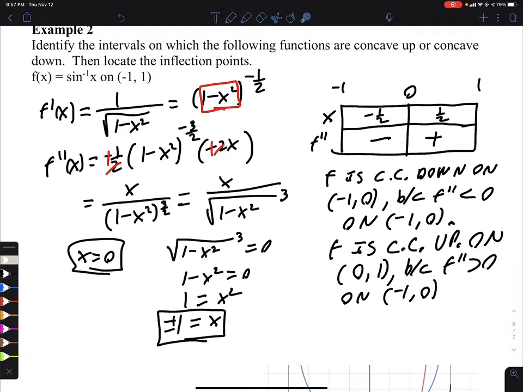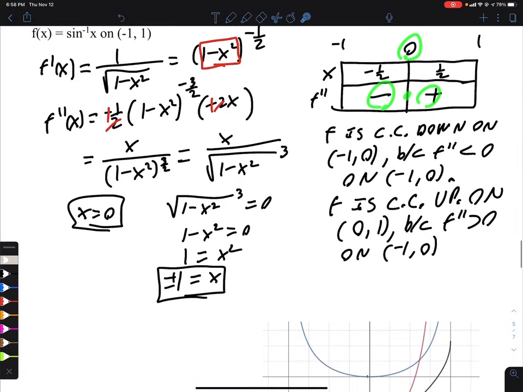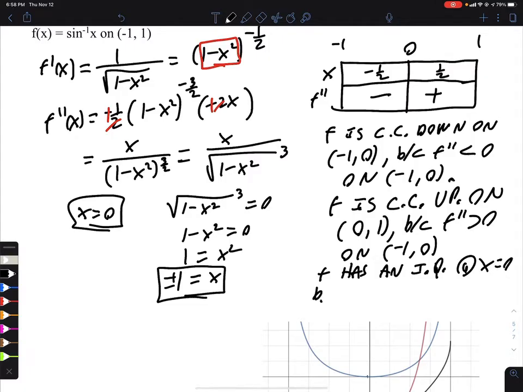And where does it change signs? At 0, it changes from negative to positive. So we have an inflection point. f has an inflection point, I'm just going to do that at x equals 0. And you need a justification because f double prime changes signs at x equals 0.